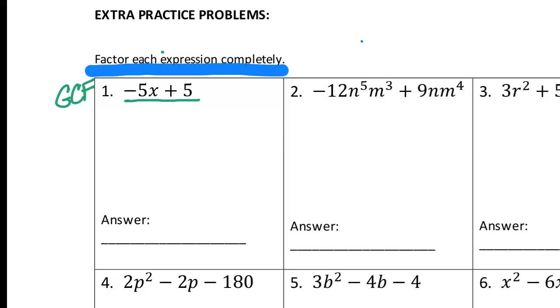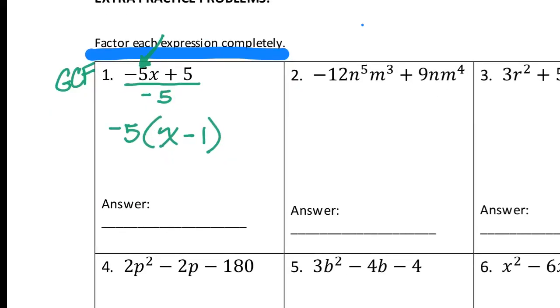Negative 5, yes. When you have your first value and it is a negative, you need to factor out a negative. So we can divide by negative 5. That is your greatest common factor. So when you divide by negative 5, what do you have left? X. And what is 5 divided by negative 5? Check it on your calculators. What is 5 divided by negative 5? What is it? Negative 1.